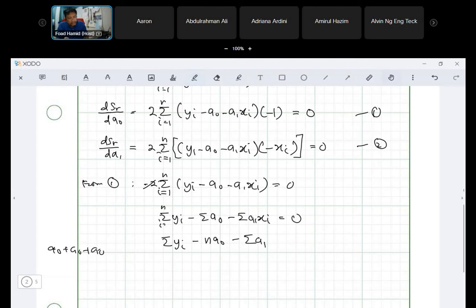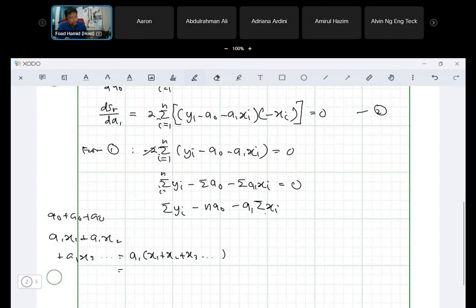But note that since a1 is a constant, what we can do here is take a1 out. This is a1 summation of xi, because this is just telling us a1 x1 plus a1 x2 plus a1 x3. So basically this equals a1 times (x1 plus x2 plus x3 and so on), or we can simplify this as a1 summation of xi. And this is equal to 0.